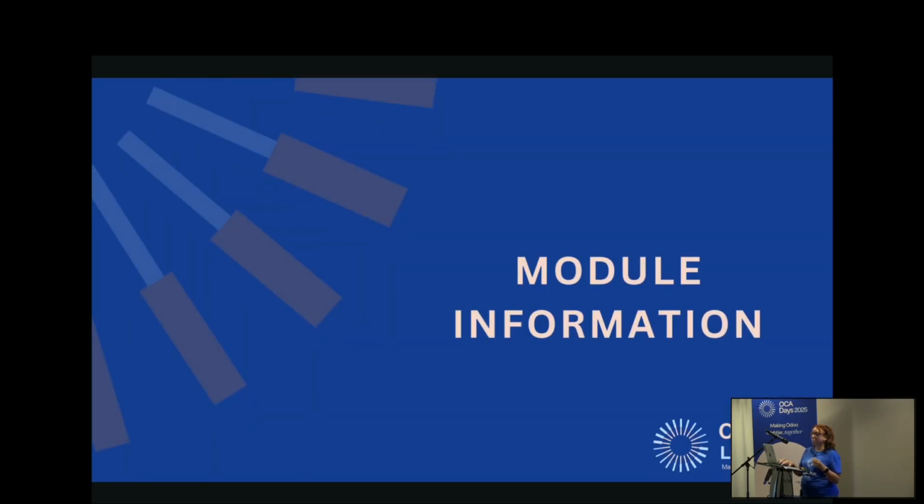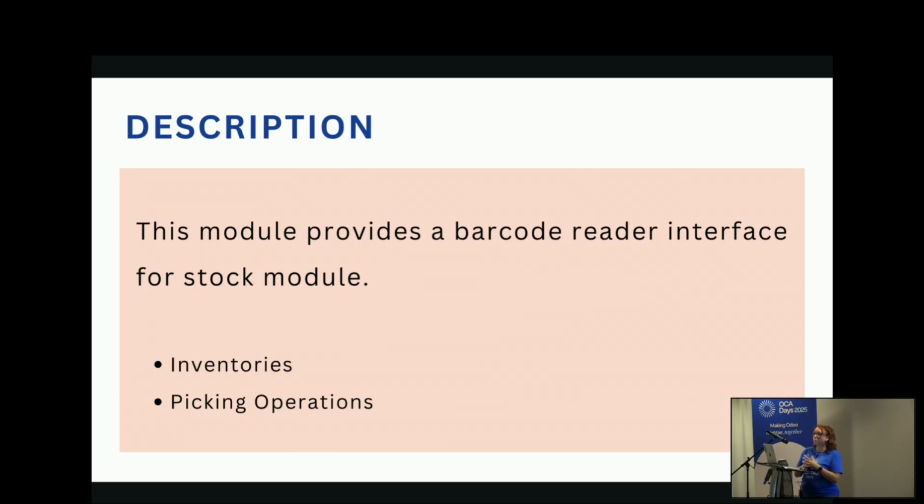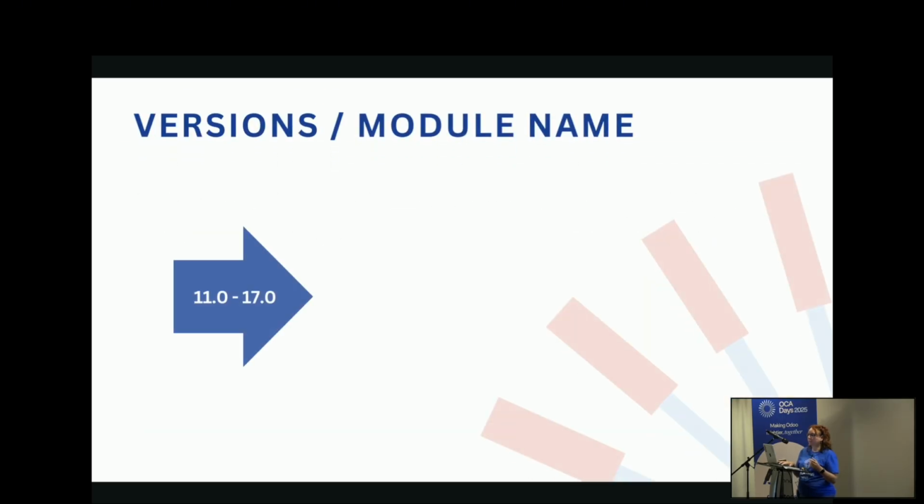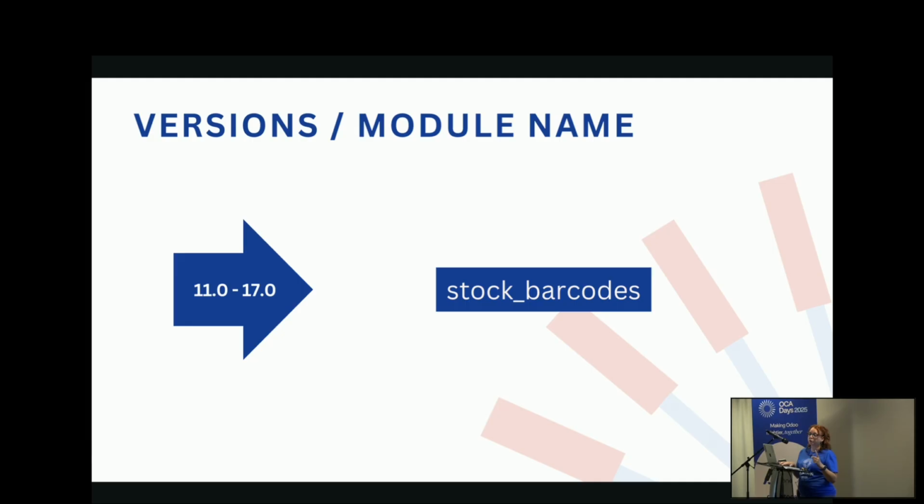So a little bit of module information. This module will provide you with a barcode interface for the stock module, so you will be able to use a barcode scanner for your inventories and picking operations. Sometimes you have a lot of modules that do a lot of things. This is a simple module for small businesses that just need a barcode scanner to do their operations. It is available from version 11 to 17, and the technical name is Stock Barcodes.